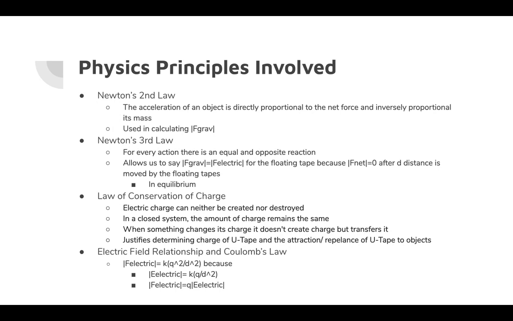The physics principles involved in this were Newton's second law: the acceleration of an object is directly proportional to the net force and inversely proportional to its mass. This allows us to find the magnitude of force of gravity, and then we use Newton's third law, which says that for every action there is an equal and opposite reaction. This allows us to say the magnitude of the force of gravity is equal to the magnitude of the force of electricity for the tapes, and that after the distance d is moved, they are in equilibrium.